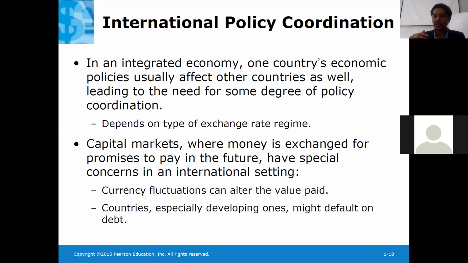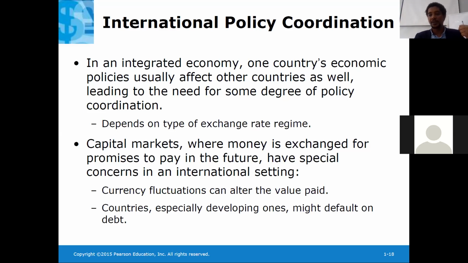Okay, currency fluctuations can also affect the value that you are going to pay your supplier. Countries, especially developing countries, might default on debt, because their currency fluctuates much more compared to developed countries. If you compare developed and developing countries, currency rate fluctuation means the exchange rate. For example, the exchange rate in Korea is much better and more stable compared to exchange rates of currency in Africa.